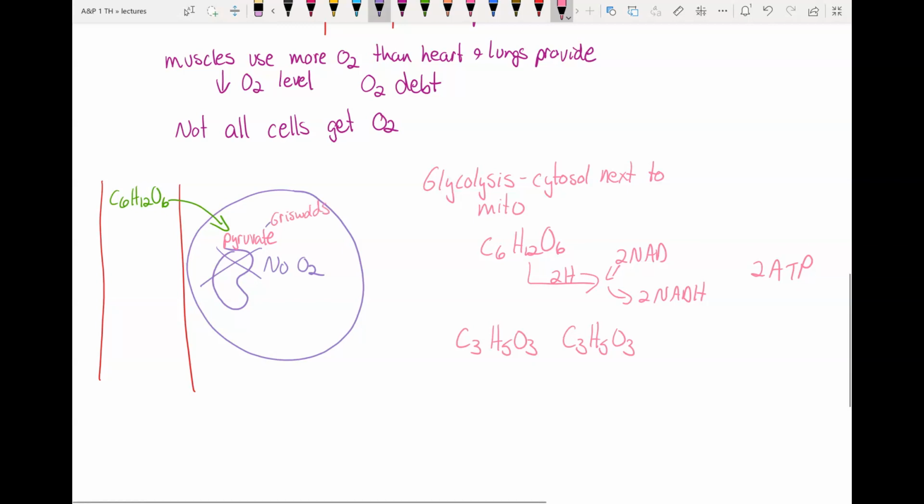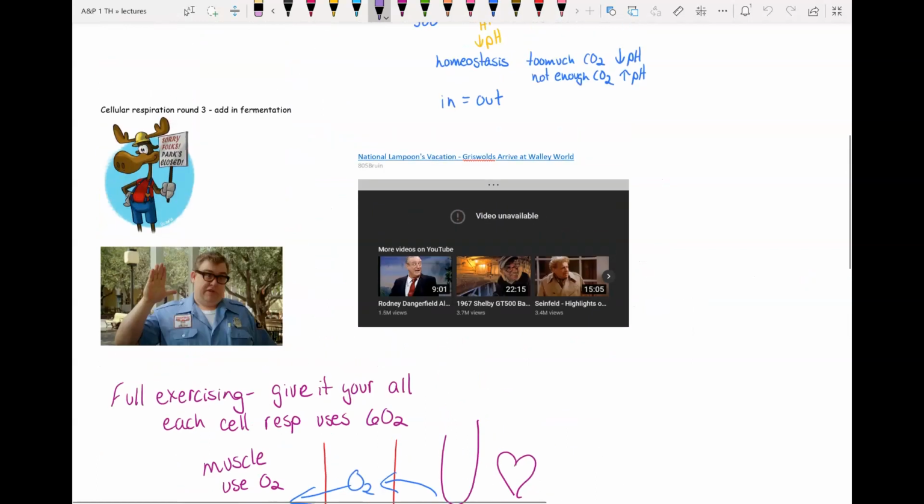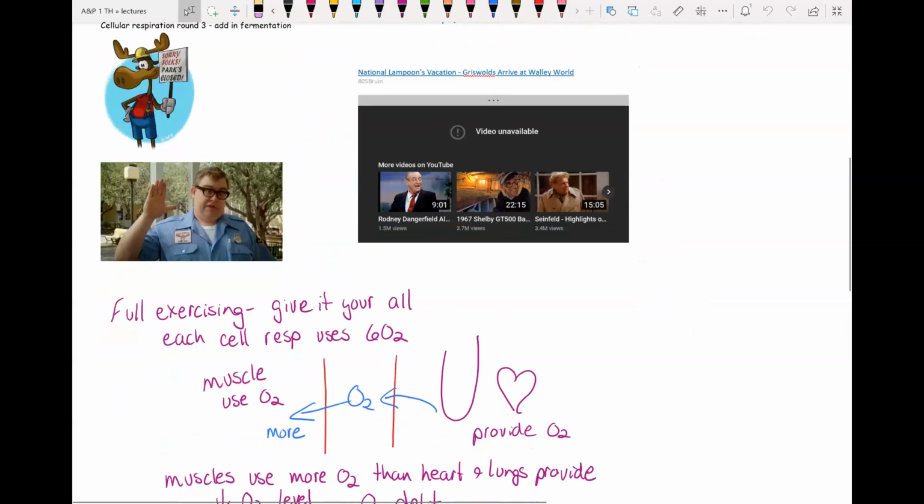The mitochondria is Wally World. The Griswolds want to go into Wally World, but they can't because it's closed. The pyruvate wants to go in the mitochondria, but without oxygen, it's shut down. So, if you've seen the movie, the Griswolds are trying to get into Wally World, and a security guard, John Candy, comes out and says, "Sorry, folks, park's closed. Moose out front should have told you."